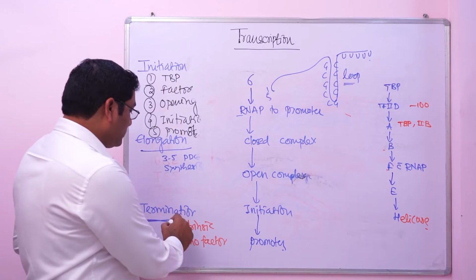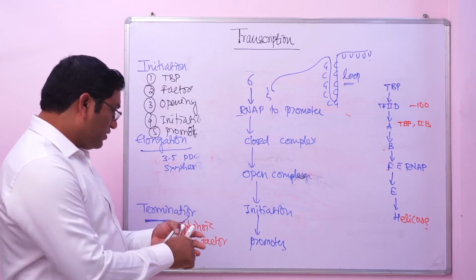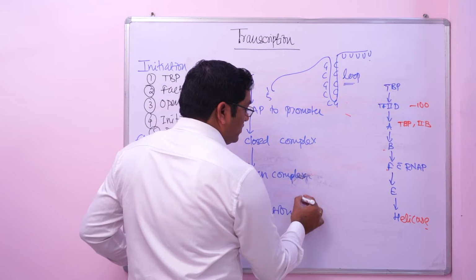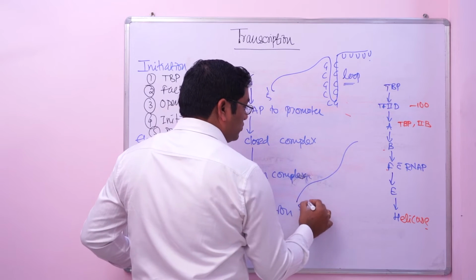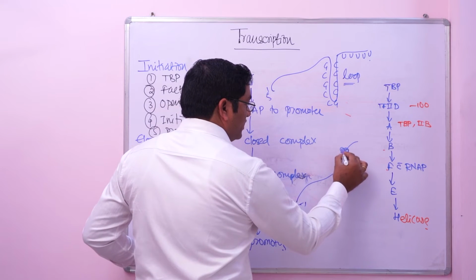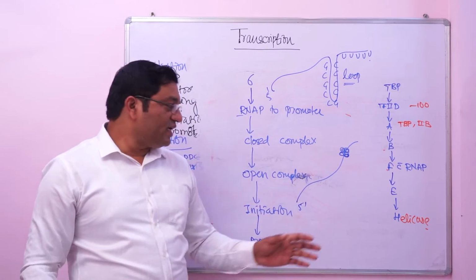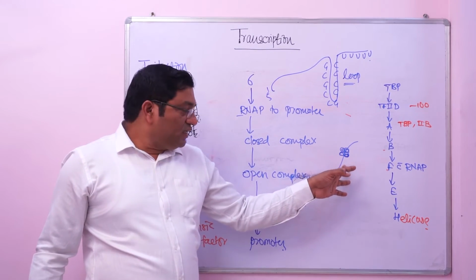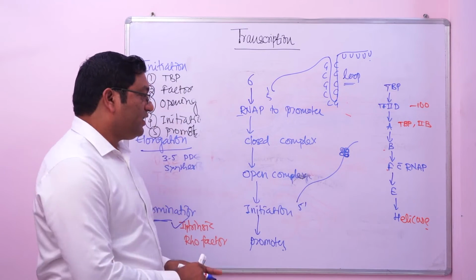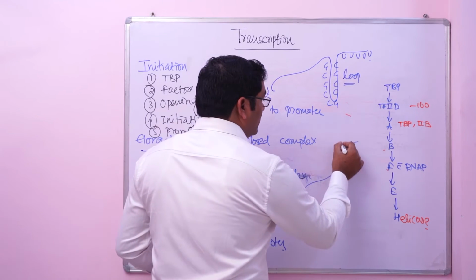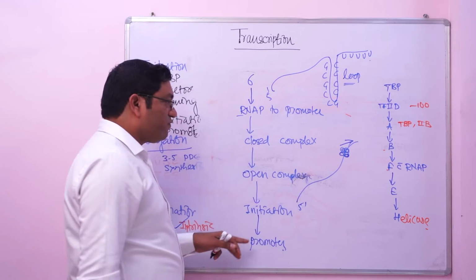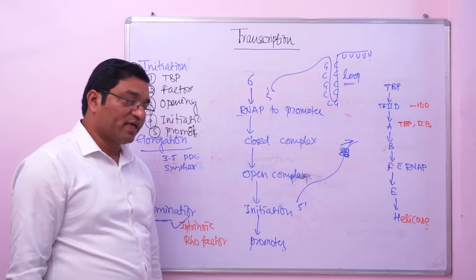This is intrinsic termination. And another is the rho factor dependent. This rho factor will attach to the RNA. It goes in a rotating manner, and it has helicase activity, and it will disrupt the DNA RNA association. So this is the rho factor dependent termination in prokaryote.